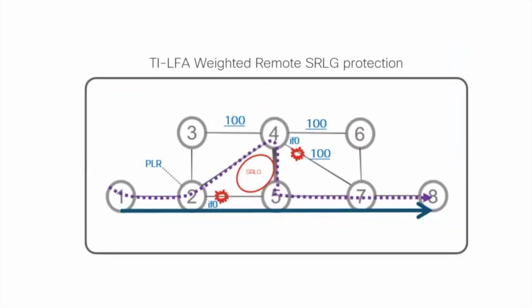So the idea is to give a notion and give awareness on the PLR to avoid using a remote link that happens to be on the same SRLG as a protected resource, like in this case, interface 0 on router number 2. So when you do that, you realize a very rich backup path where, as shown by the segmented line, router number 2 will actually not send the traffic on the link between 4 and 7, but rather take the path shown in the violet dotted line.